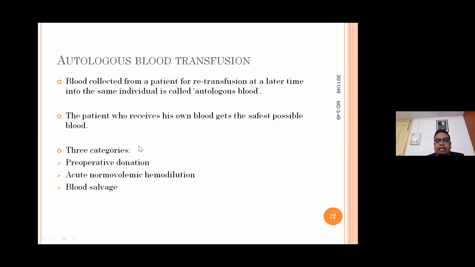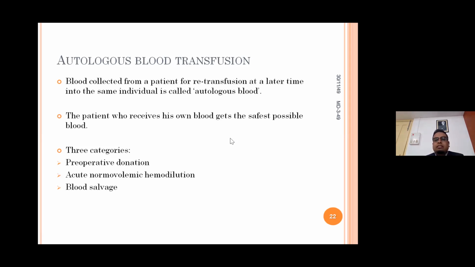So there are three types or three categories of autologous blood transfusion. One is the pre-operative donation. Second is acute normovolemic hemodilution, and third is blood salvage, of which the pre-operative donation is the most commonly used one.